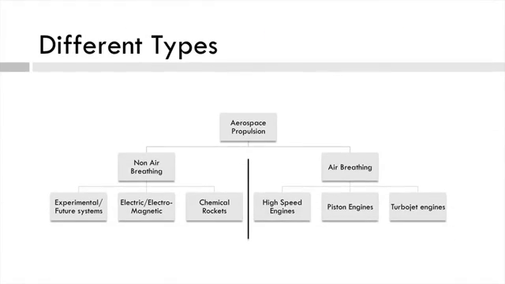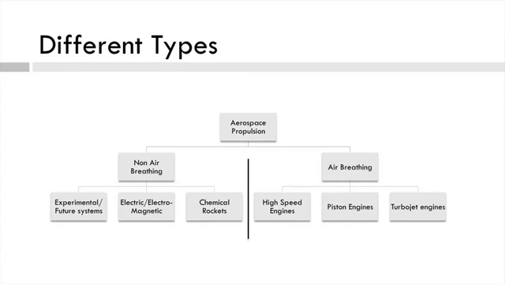So the different types of aerospace propulsion. We have two classes, air breathing and non-air breathing. Essentially, one uses air from the atmosphere, the other one doesn't. As you might expect, air breathing is an atmospheric based propulsion system, non-air breathing generally used in space, although you can use non-air breathing in the atmosphere.